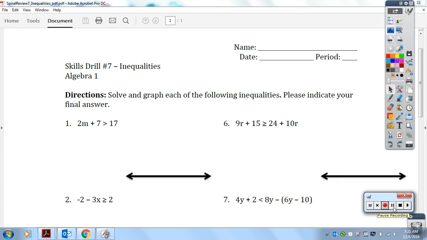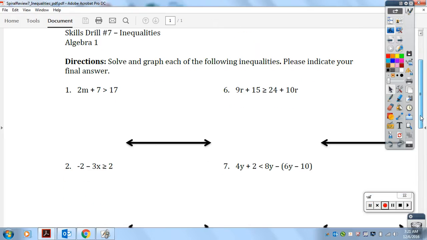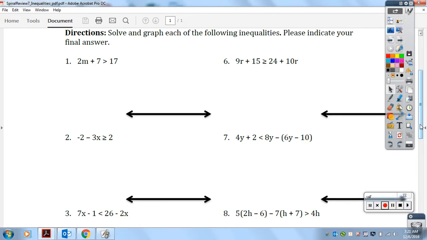This is the answers to the spiral, the Algebra 1 spiral on inequalities. Directions very straightforward. Solve and graph. Please indicate your final answer by circling. I would assume, let's go through and I'll go down the left-hand side first.